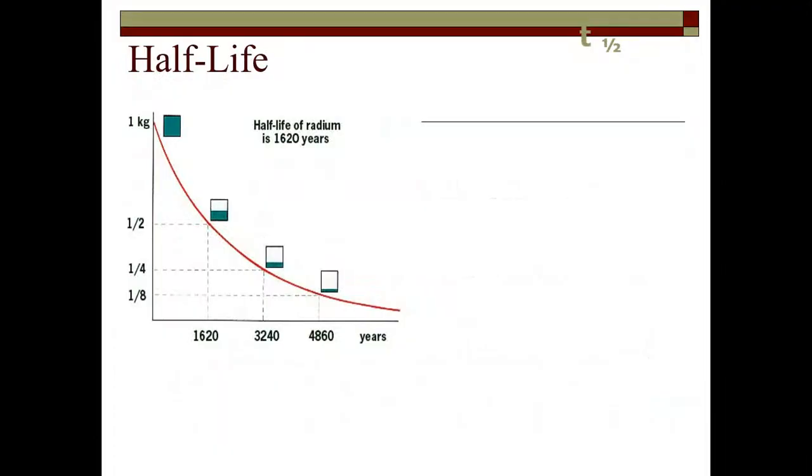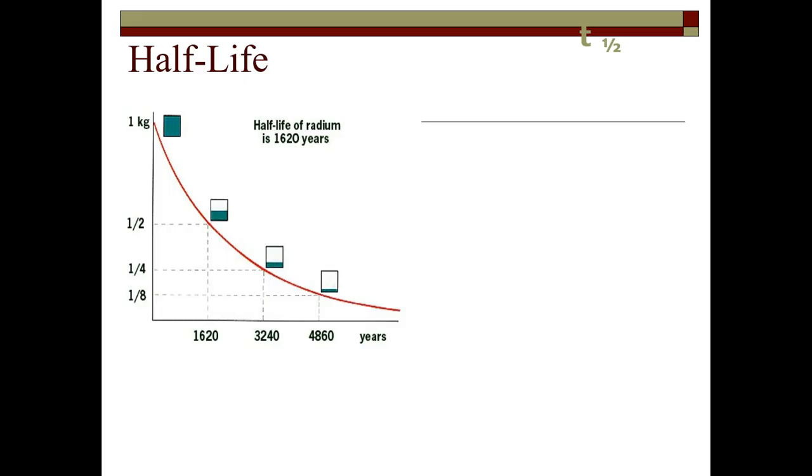So, what is half-life? Well, if you look at this graph, this shows how radium would decay over time. So if we had 1 kilogram of radium in the beginning, after 1,620 years, the half-life of radium, we would have half a kilogram. Notice the half-life is the amount of time it took for half of it to go away.